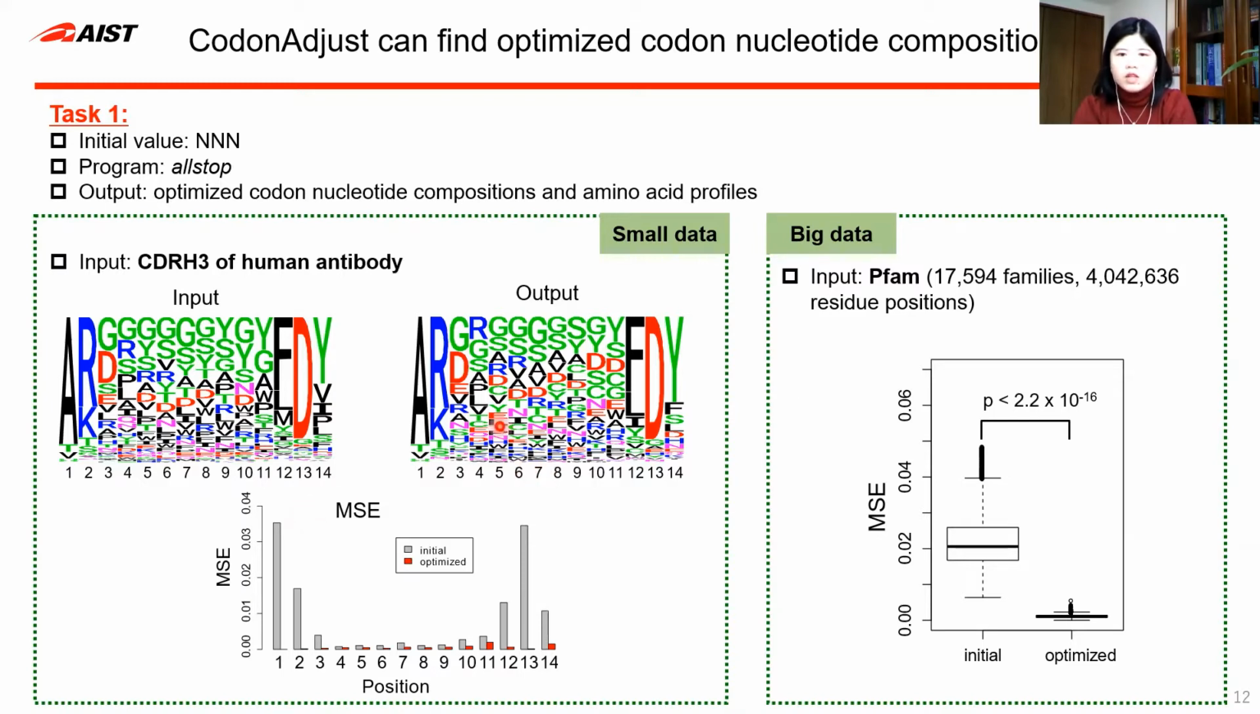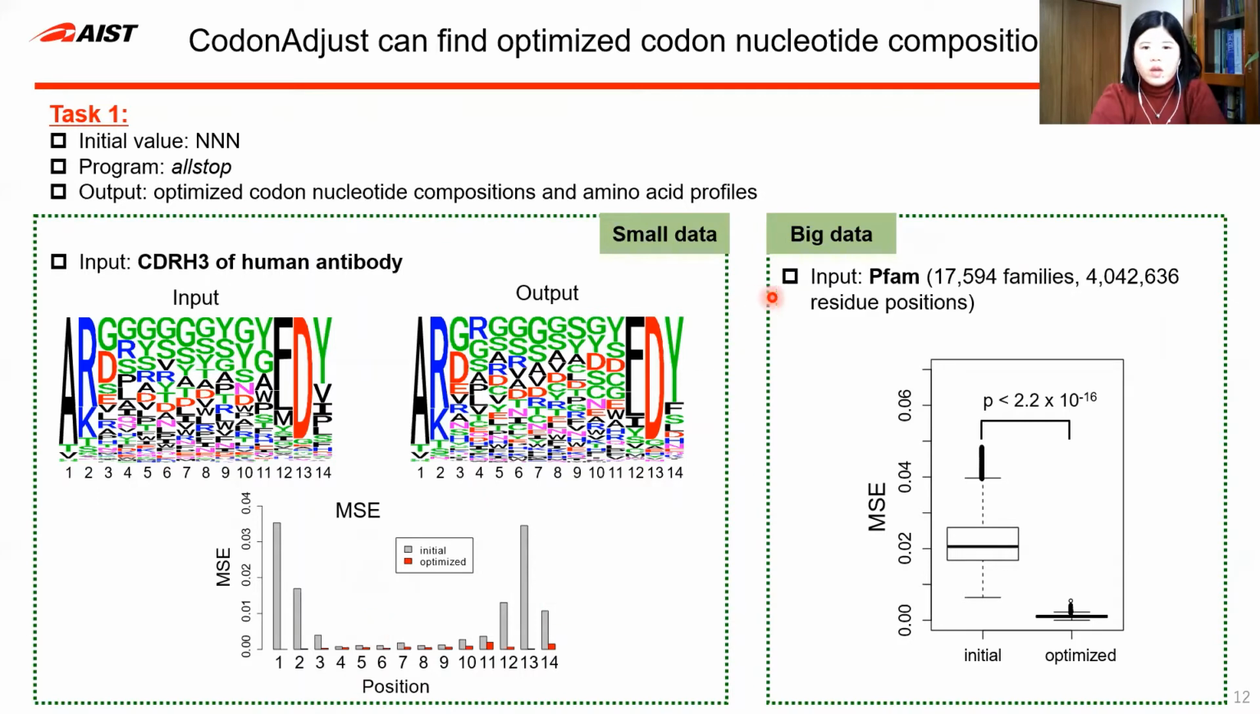Here are the results of each position as well as MSE. The gray and red represent the initial and optimized MSE, respectively. As you can see, the MSE of the output is extremely smaller than the initial one, suggesting the good performance of Condom.